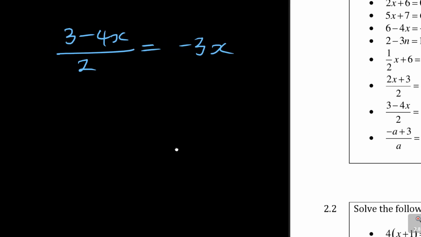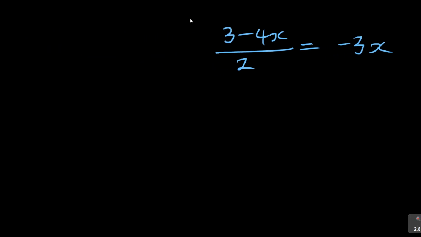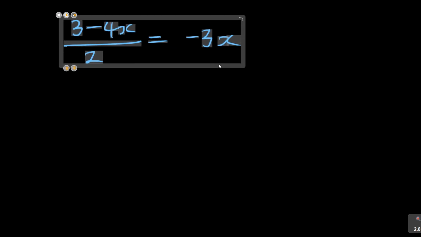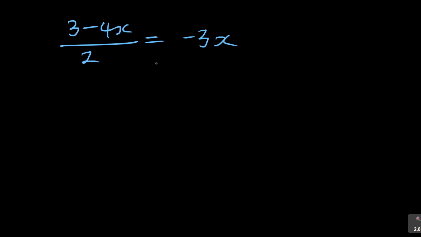Look at the next one. Almost finishing now. It's 3 minus 4x over 2 is equal to minus 3x. You see, same thing here. It's up to you how you want to do it. You can take the other route that I did. Can you do the two versions? Yes. These two, as I said, these two affect that and affect that.